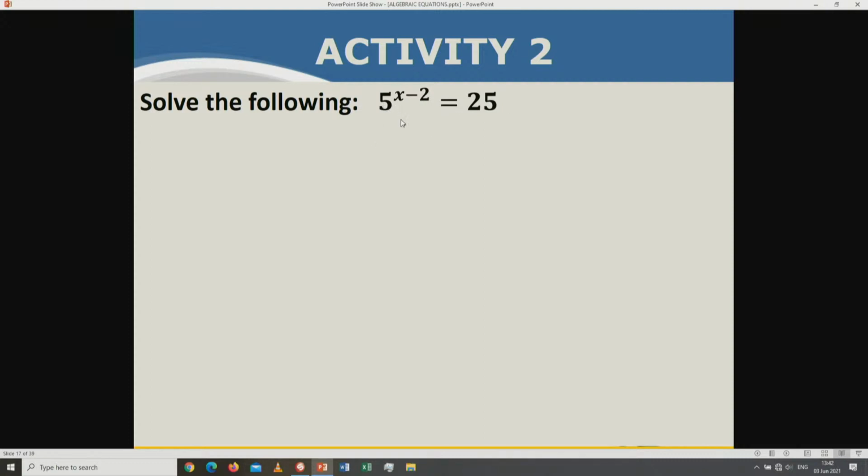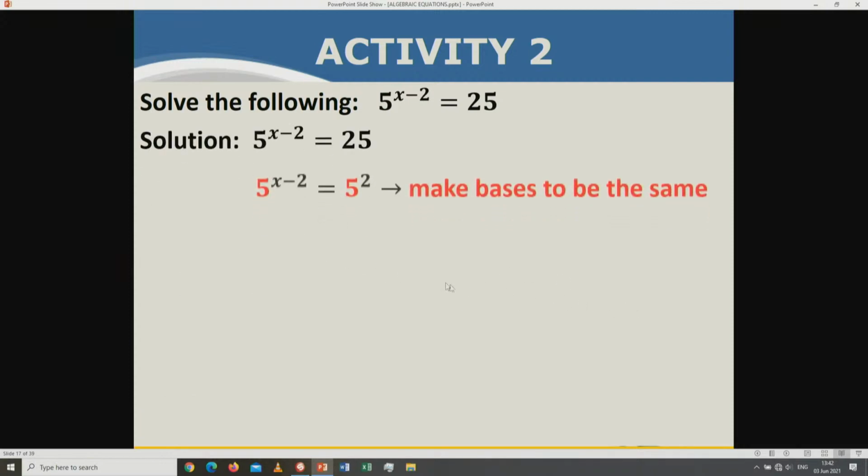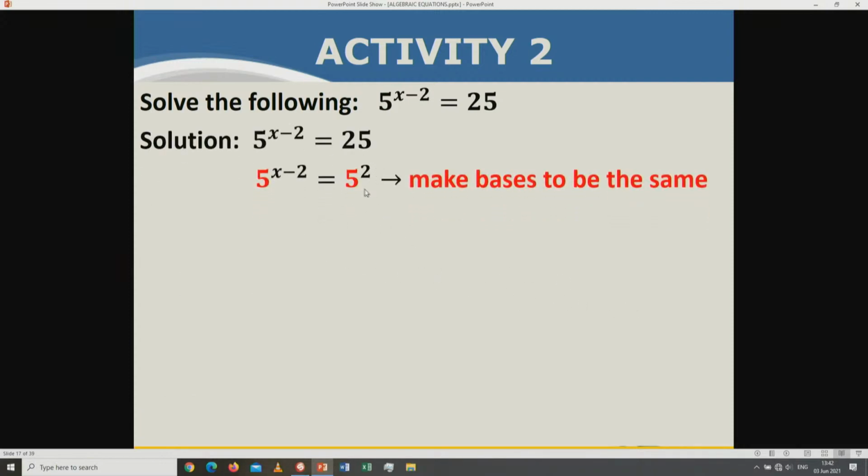25 must be represented as base 5. So if we represent 25 as base 5, now we need to know what 5 will be raised to in order to be 25. That simply means we will have 5 raised to exponent 2. Now, because the bases are the same, as you can see, we can equate the exponents.